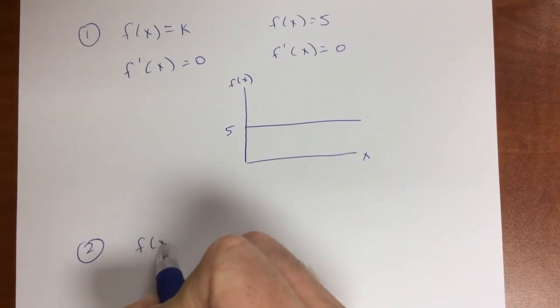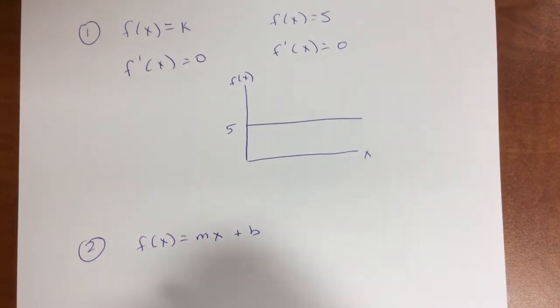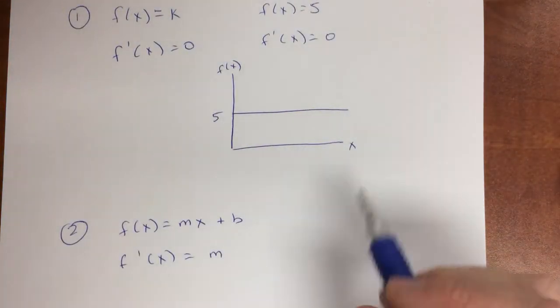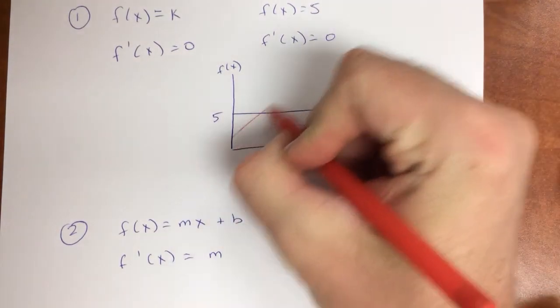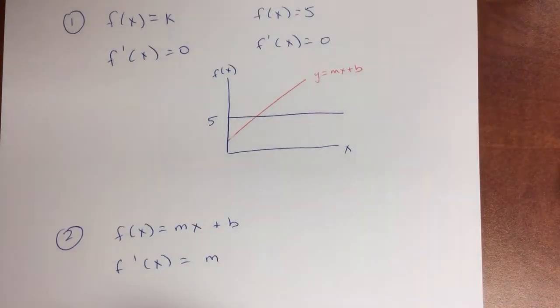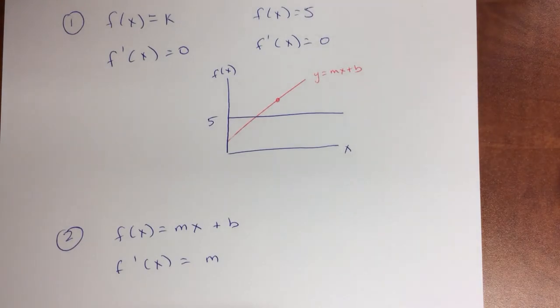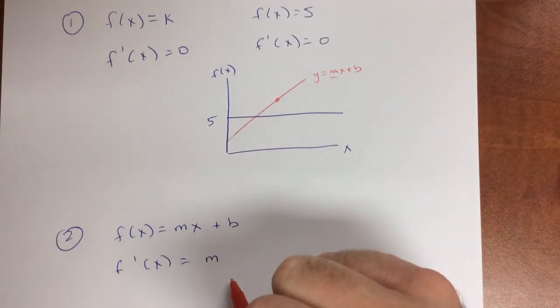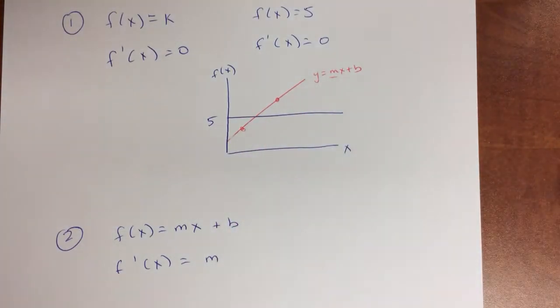If f of x is equal to mx plus b, then f prime of x is equal to m. The way we look at this is, let's go back to our graph. Here is a line of y equals mx plus b. We want to know, the derivative tells us, what is the slope at any given point? Well, at that point, the slope is m. At this point, the slope is also m.